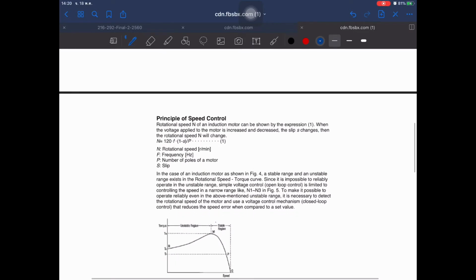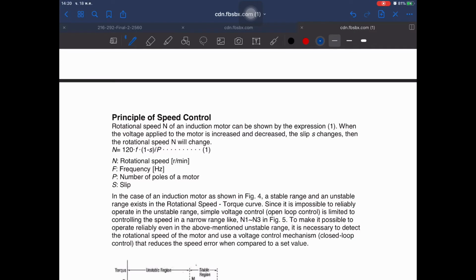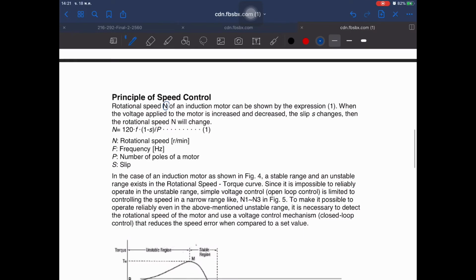And this one shows the principle of speed controller. The rotational speed of the induction motor can be shown by the explanation. When the voltage applied to the motor is increased and decreased, the slip S changes and the rotational speed changes.